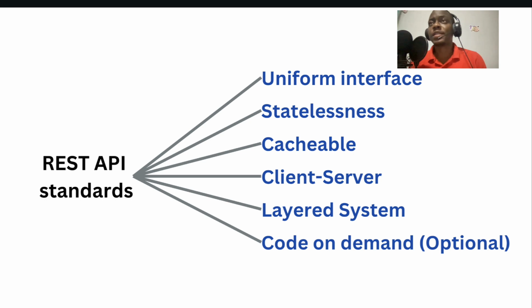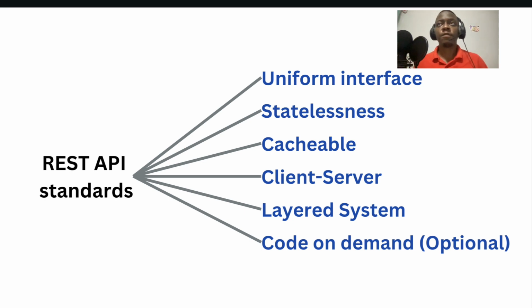Cacheable. REST gives us the possibility to cache data either on the client side or on the server side in order to improve the response time. Client server. Of course, if we talk about REST API, we're talking about the client server architecture because there must be a client and there must be a server. The one requesting information, the one sending the request, is the client, and the component responding to this request is called the server.